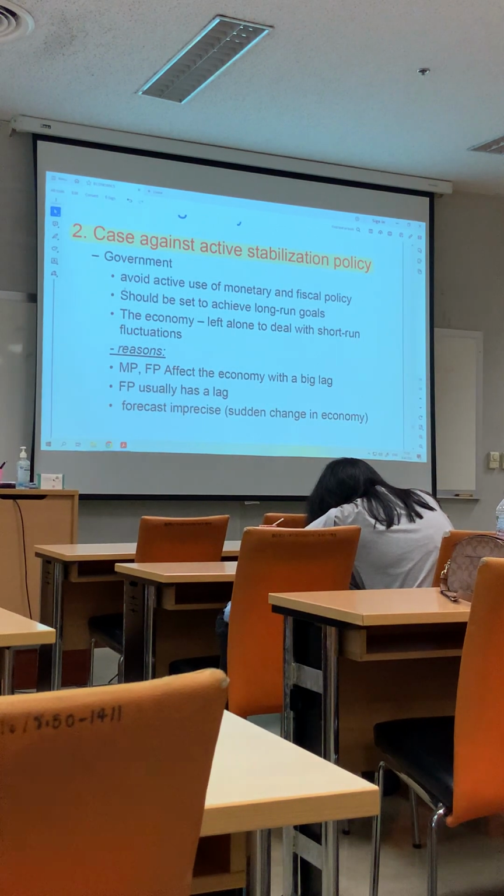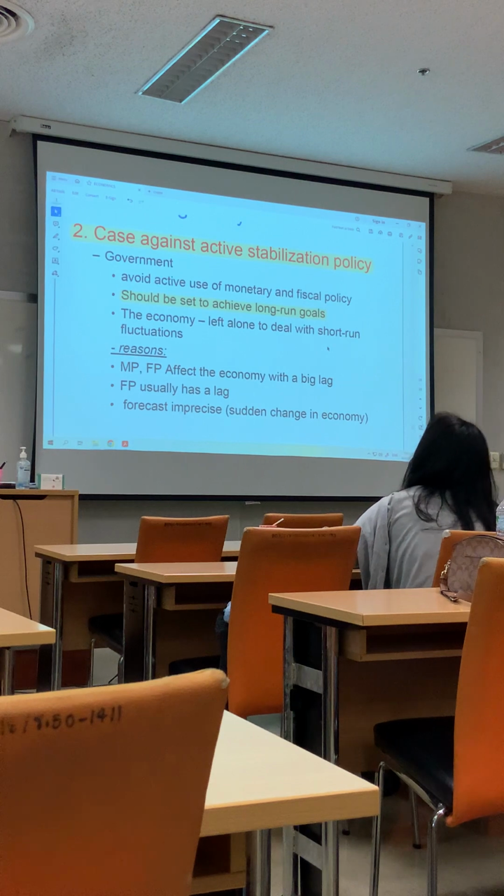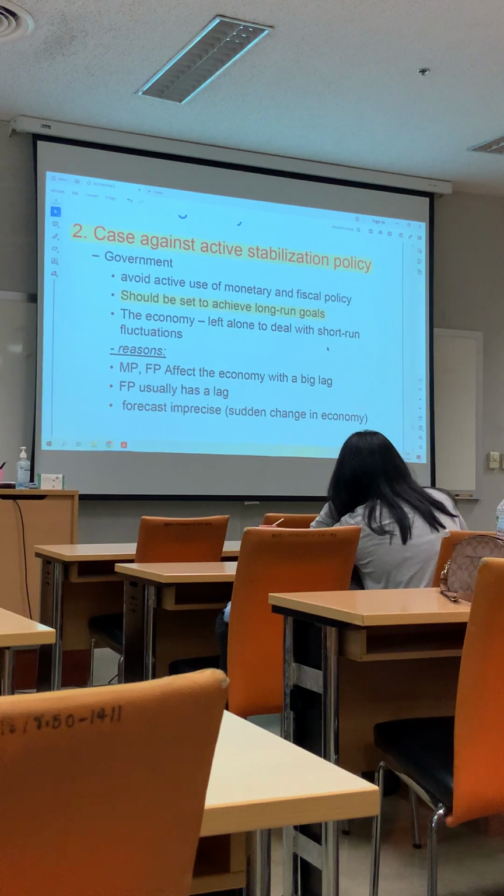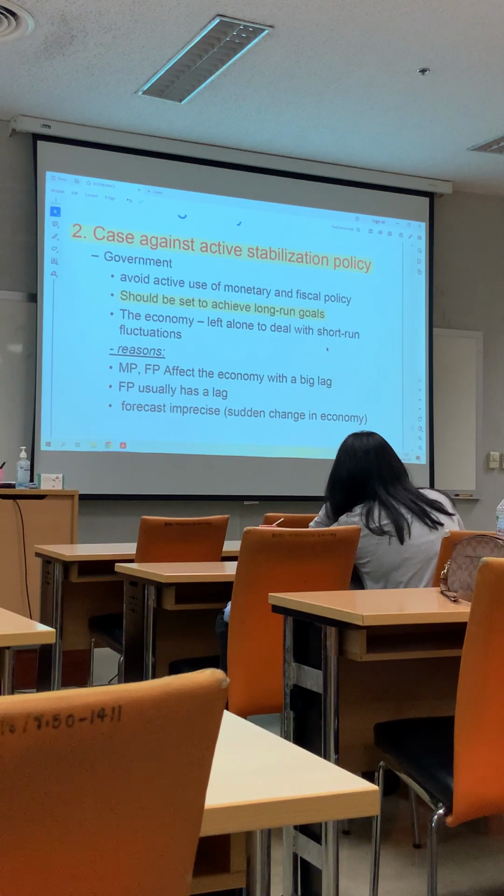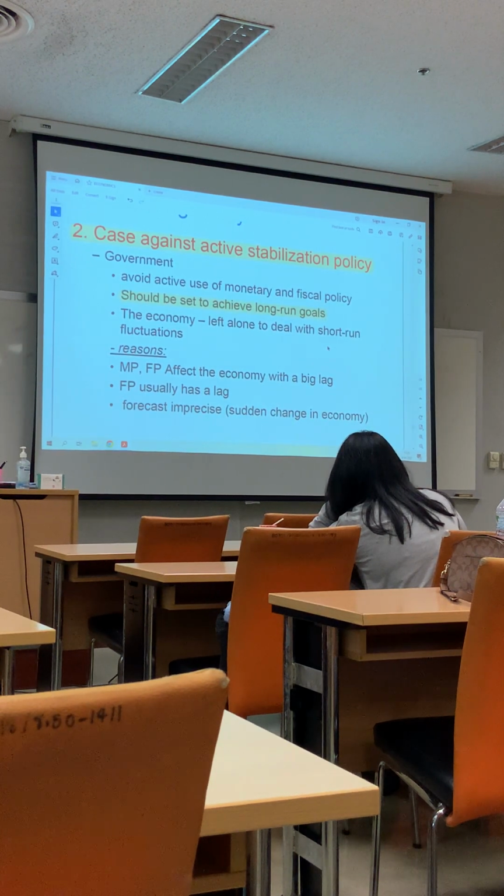Why? The first reason is that if you want to achieve the long run economic goal, for example, if we're thinking that inflation should be at 2% in the next 10 years, you shouldn't use any policy to stabilize the economy, because in the long term they believe it goes back to the full employment equilibrium by itself. So you just wait for the economy to go back to the natural rate of output. You don't need to do anything.